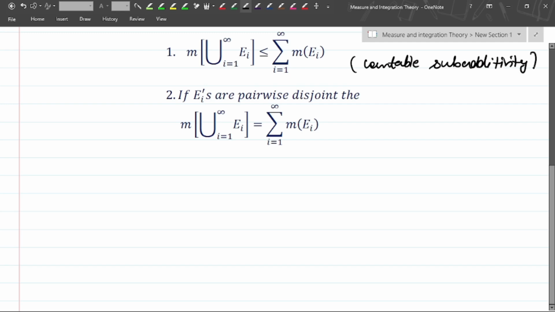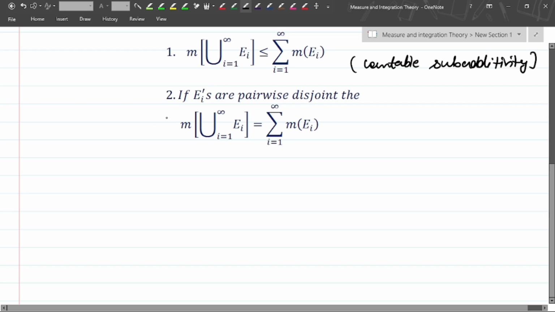And if the Ei are pairwise disjoint, then the measure of the union of Ei, i from 1 to infinity, is equal to the summation. If they are pairwise disjoint, then this inequality becomes an equality, and it is known as countable additivity.